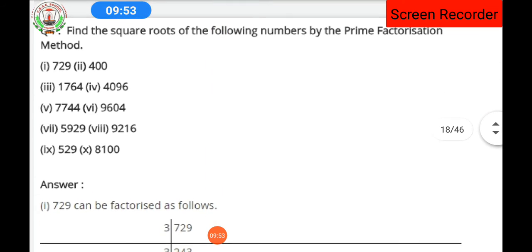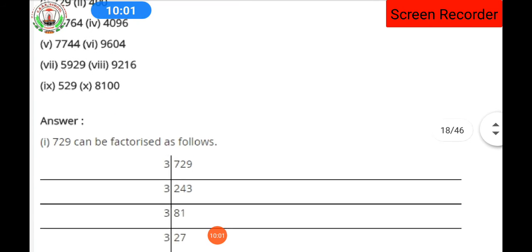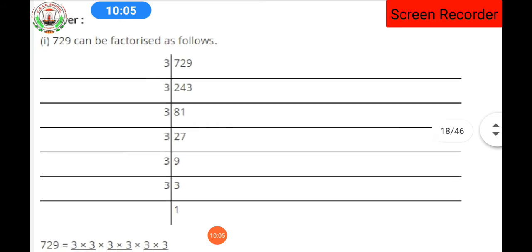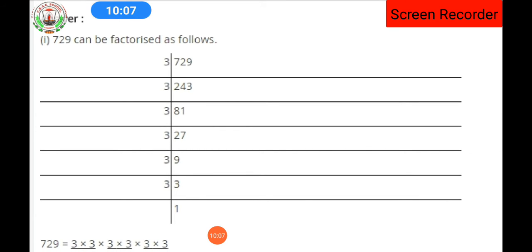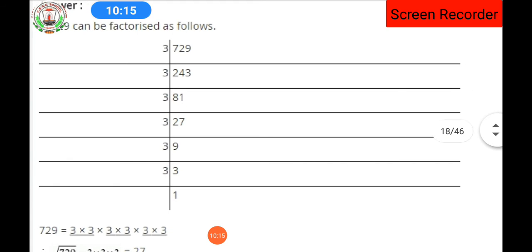Here find the square root of the following number by prime factorization method. So dear students, many times I had explained you the prime factorization method. Let's see once more. So here we are having the number 729. So here you can see the prime factorization method. Everybody know how to find the factors. How to find the factors? That's 729.